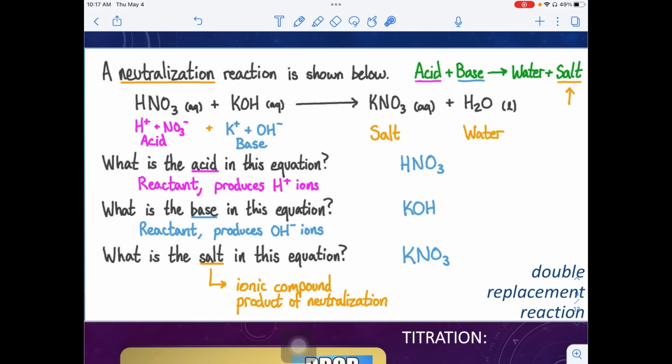So the acid in the equation is nitric acid. It produces the H plus ions. The base is the potassium hydroxide. It produces the OH minus ions. And then the salt is that ionic compound that's the product of a neutralization reaction.